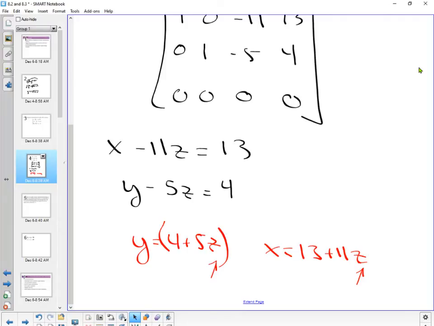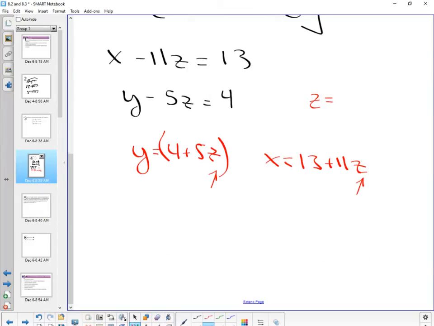Wait, how's the infinite solution? Because, that's a good question. What's the value for z for starters? Anything. So, depending on what I pick for z, I'll change these values here. And how many options do I have for z? Infinitely many.